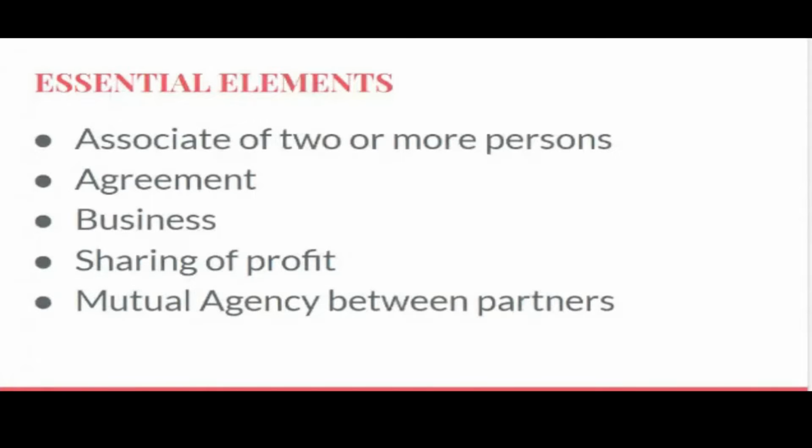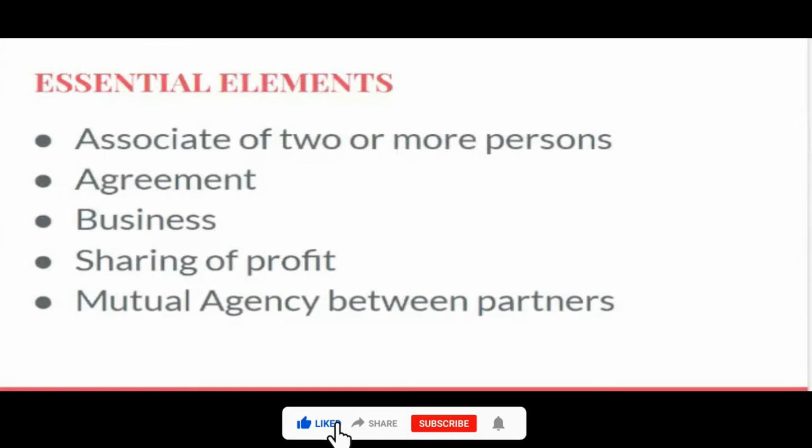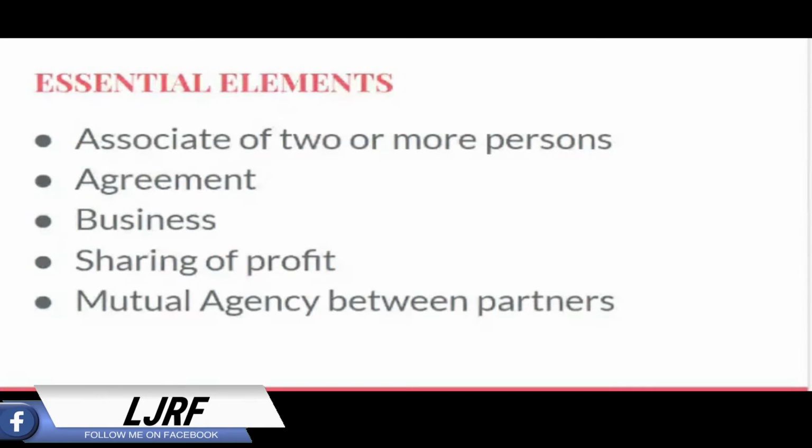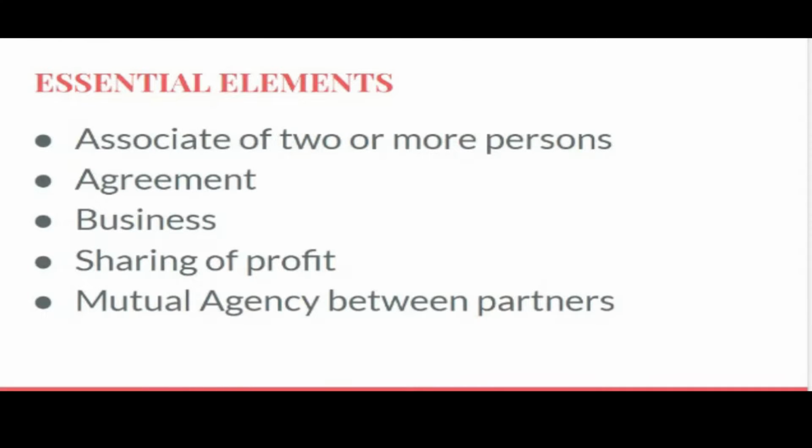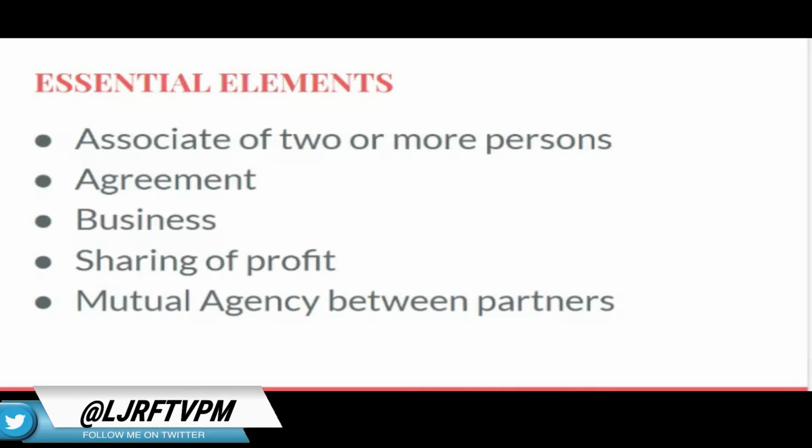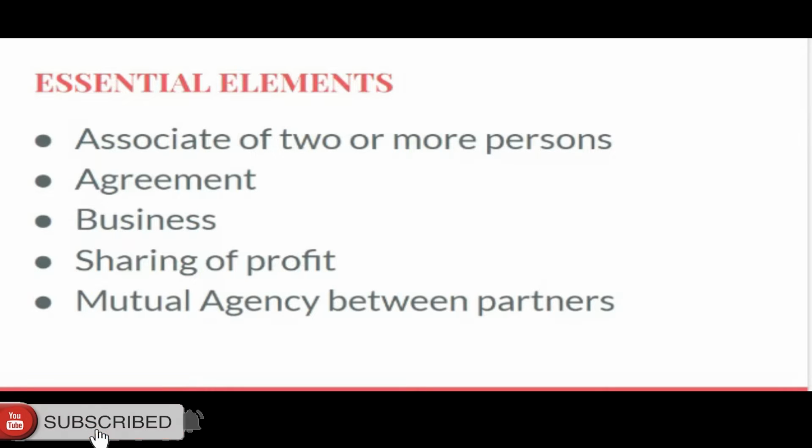Now, what are the essential elements of a partnership firm? In order to constitute a partnership firm, certain basic criteria are required, which include an association of 2 or more persons. So at least 2 persons are required to form a partnership firm. Another essential element is the agreement. There should be an agreement, and it may be written or oral. And there is a need for a business. Of course, without business, a partnership is nothing.